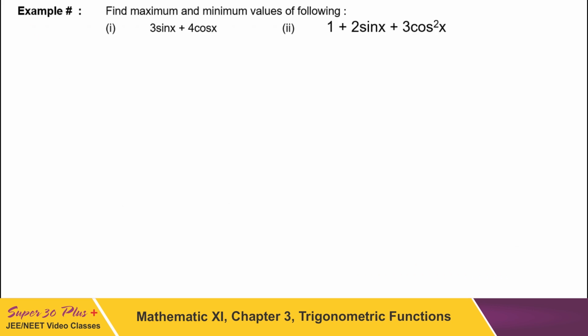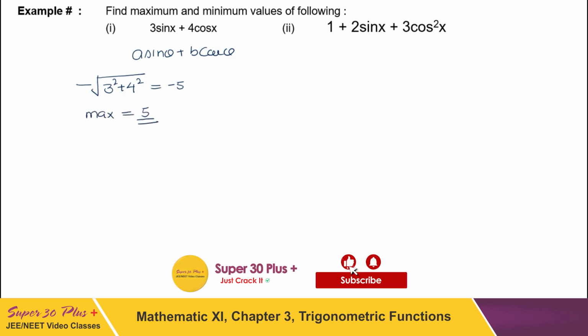Students, here are some examples. We have to find the maximum and minimum value. Example number one: compare this with A sin theta plus B cos theta. What is the minimum value? The minimum value is minus the square root of A square plus B square, which is minus the square root of 3 square plus 4 square, equal to minus 5. And the maximum value is plus 5. This is the maximum and minimum value of 3 sin x plus 4 cos x.